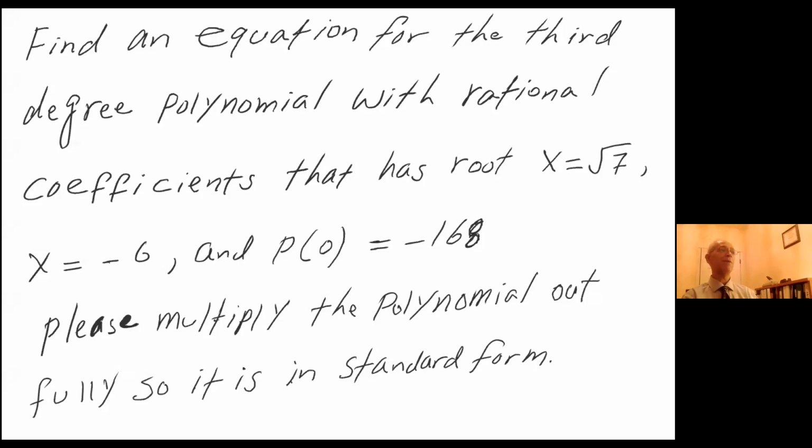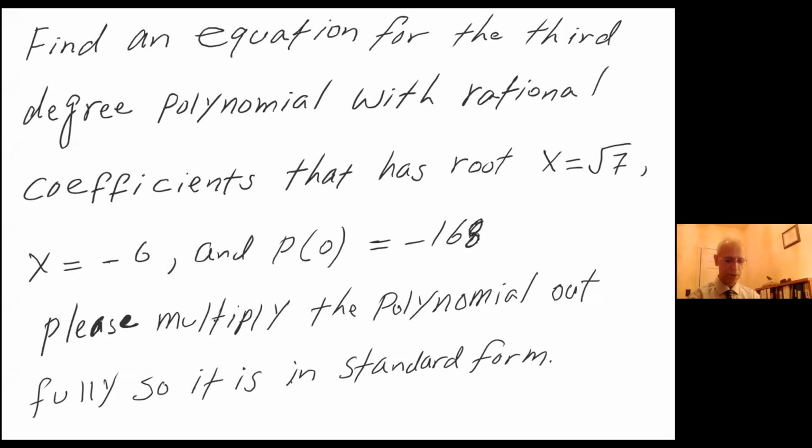This question was emailed to me. Find an equation for the third-degree polynomial with rational coefficients that has root x equals root 7, x equals -6, and p of 0, that is y-intercept, is -168. Multiply the polynomial out fully, so it is in standard form.